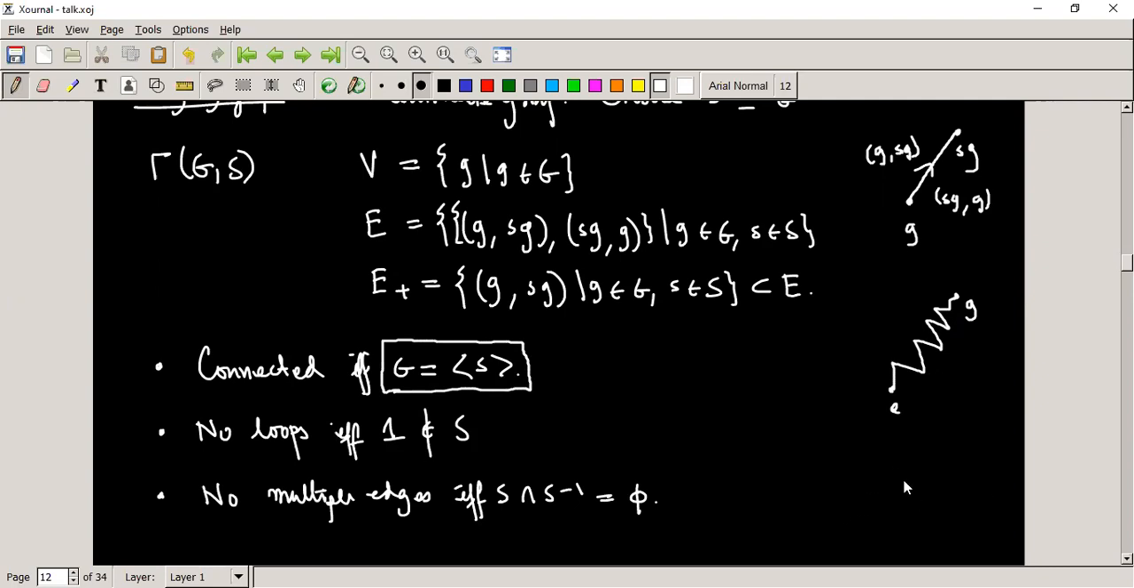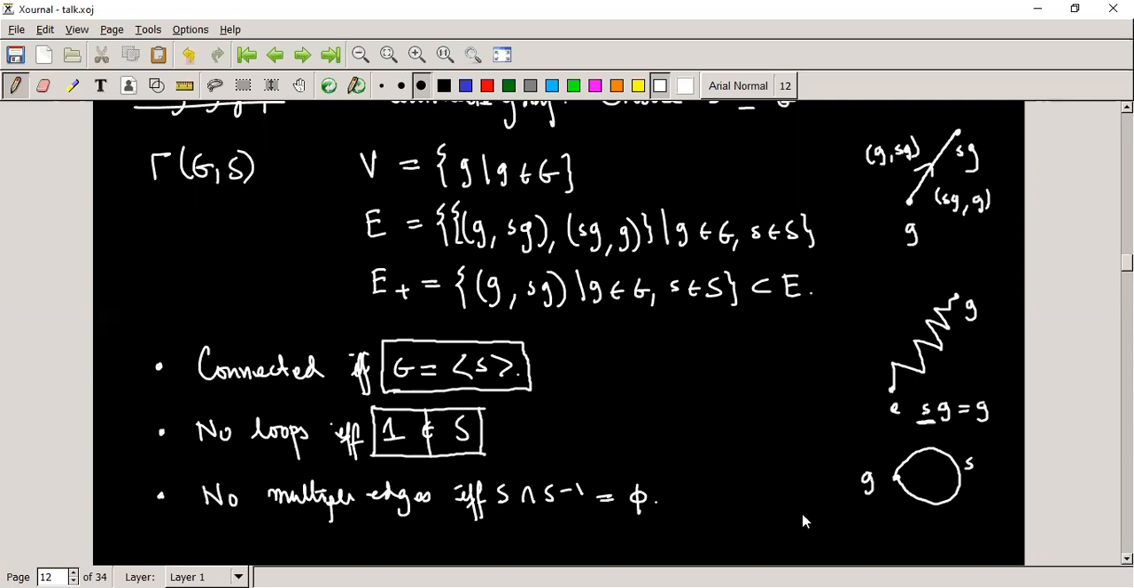There are no loops. When are there no loops? If there is a loop, then you're multiplying an element G by some element S, and you're getting the same element. So GS equals G, which means S is the identity. But if capital S does not contain an identity, then there will be no loops. So this is also clear. There are loops if and only if there is an identity in S.